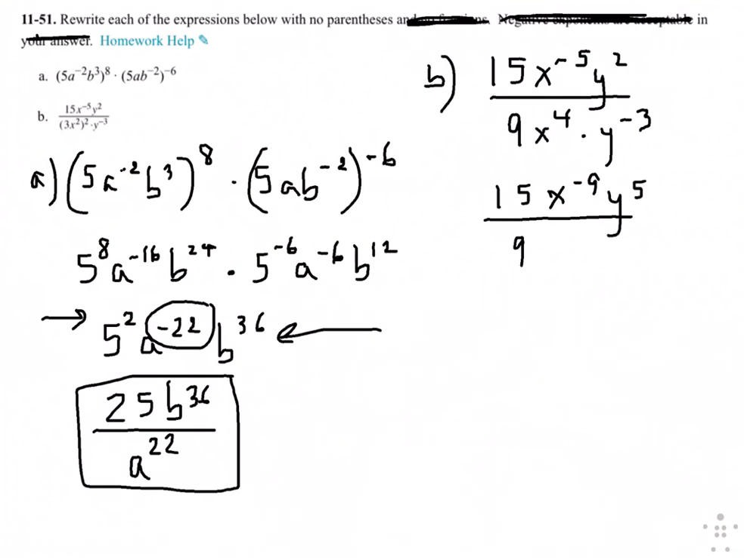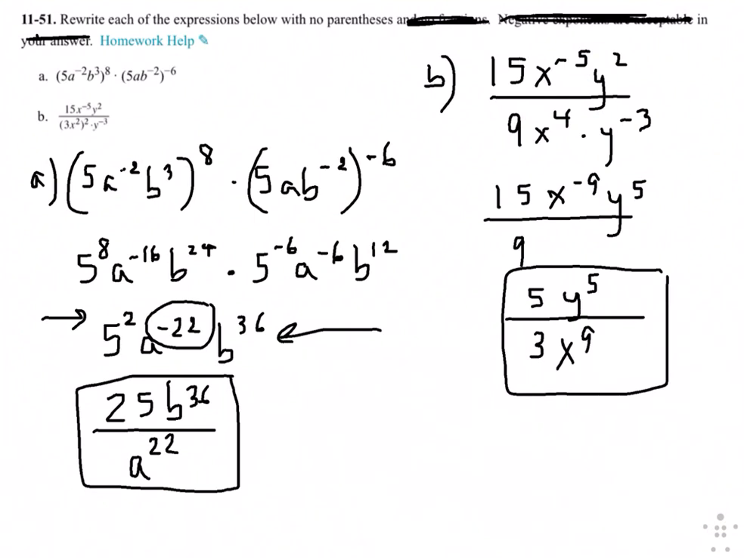2 minus negative 3. So 15 over 9, let's reduce that. I have a common factor of 3, so that's 5/3. X to the negative 9 has to become x to the 9th in the denominator, and y to the 5th. This is the proper form. You can ignore whatever the book left because they leave it in unsimplified form with negative exponents, which is utterly ridiculous.